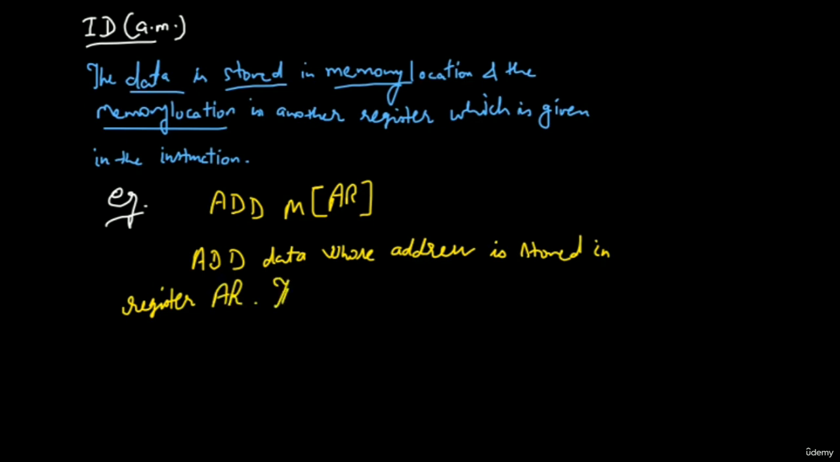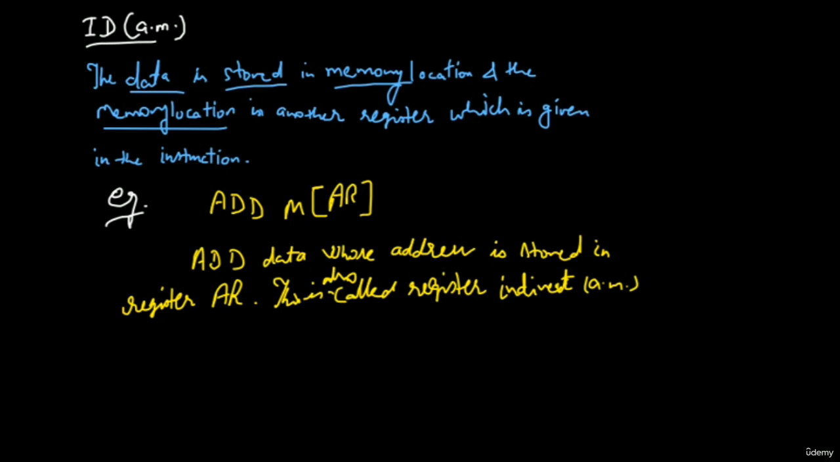This is also called register indirect addressing mode. Now, don't mind my writing because I'm writing a little bit quick, so I hope you can still figure it out. I'm just saying all the things again: add data whose address is stored in register AR. This is also called register indirect addressing mode.